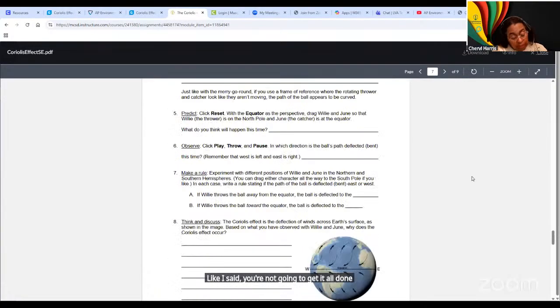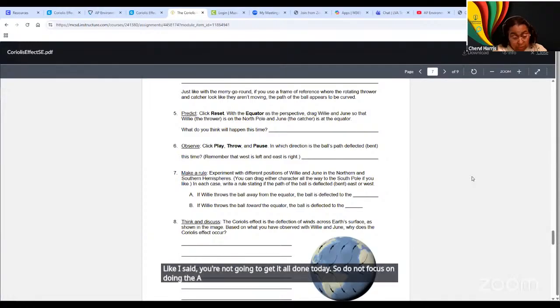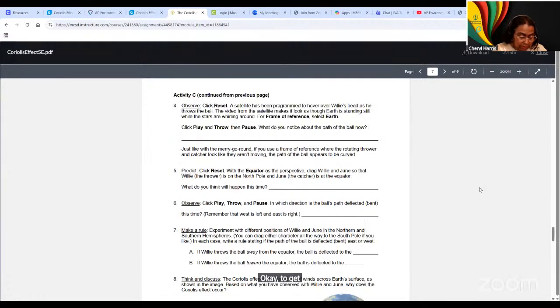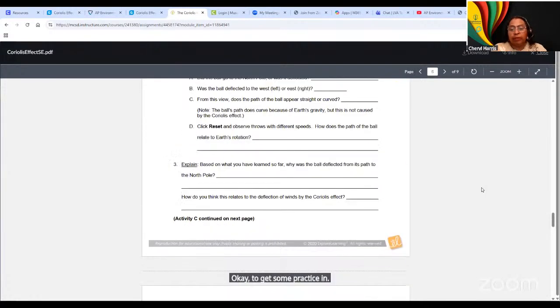So do not focus on doing the AP classroom or focus on doing this so that you can get this out of the way. If you finish this, then you can do AP classroom and the FRQs. But today I want you to focus on doing the gizmo. Okay, get some practice in.